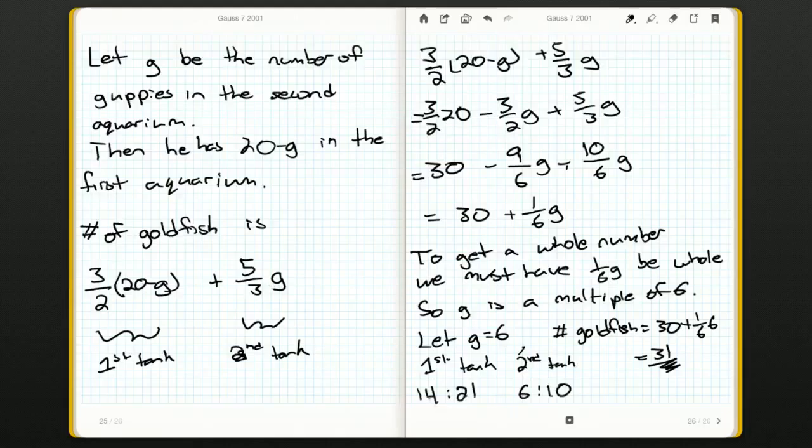And wouldn't you know it, we have the ratio of 2 to 3 in the first tank, and we have 3 to 5 in the second tank. 14 plus 6, that's 20 guppies in total, and 21 plus 10, that's the 31 goldfish we're predicting.